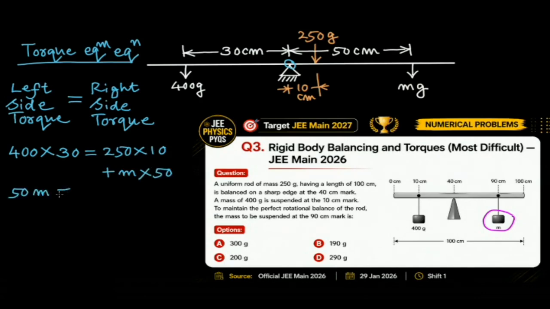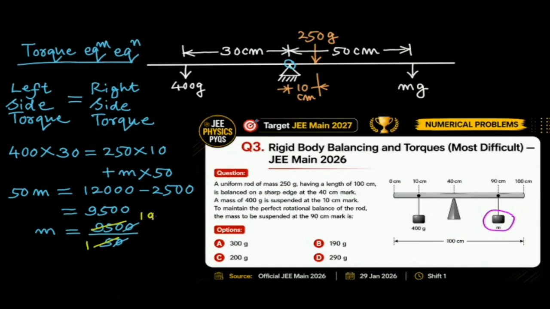50 m equals 12,000 minus 2,500, which is 9,500. Therefore, m will be 9,500 upon 50, cancelling 0, 5 ones are 5, 5 nines are 45, 5 zeros are 0, so 190 gram. So therefore, the mass to be suspended at the 90 centimeter mark to maintain perfect rotational balance is 190 gram. So the correct answer option here is B, 190 gram.